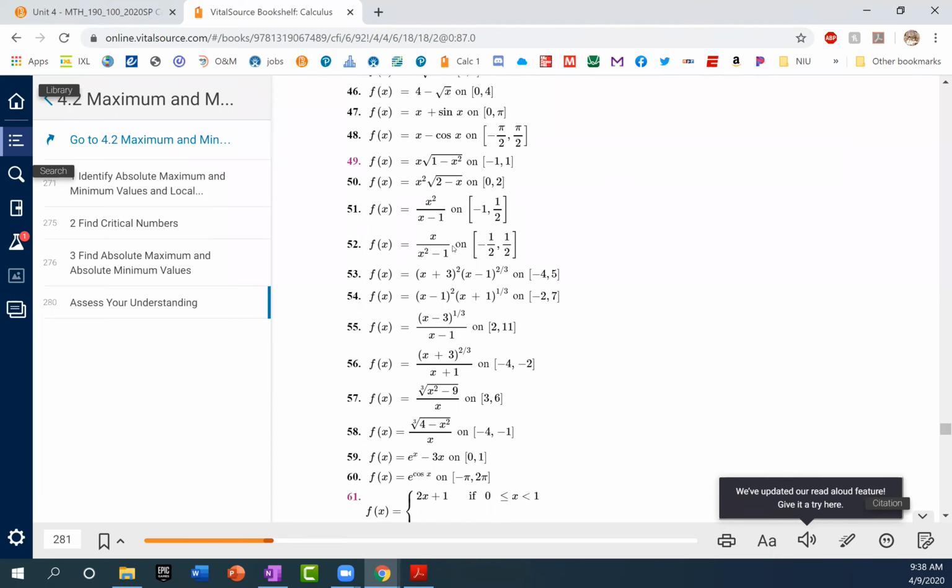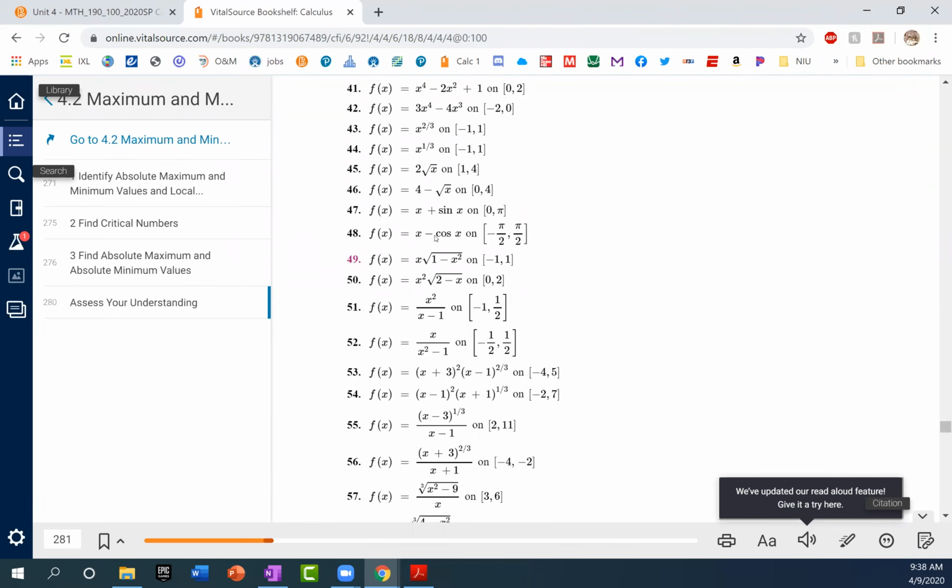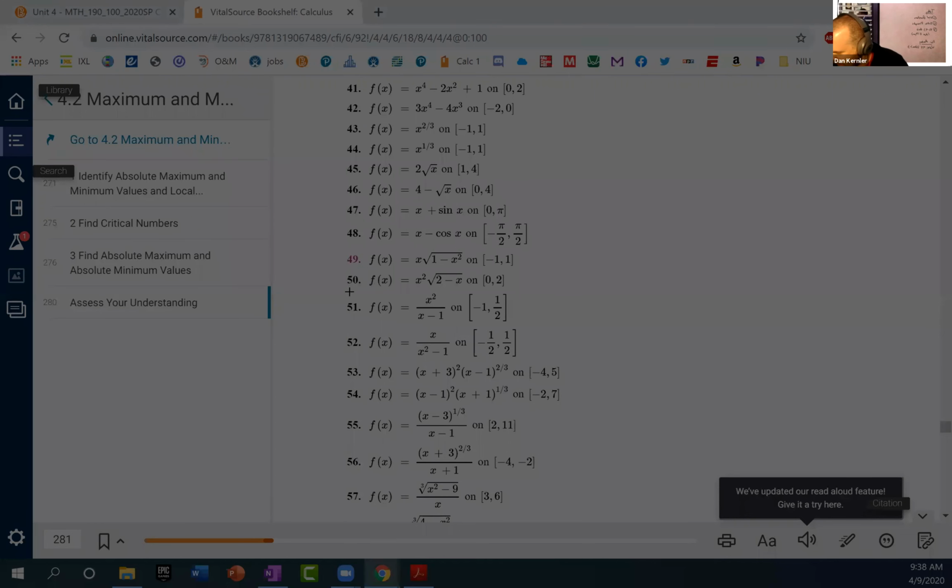51. X squared over x minus 1. Yeah, was that one of our homework questions? Let me take a look here. 51 from 4.2 was indeed on the list. So okay, let's take a look at it. Yeah, let's take a look at it.